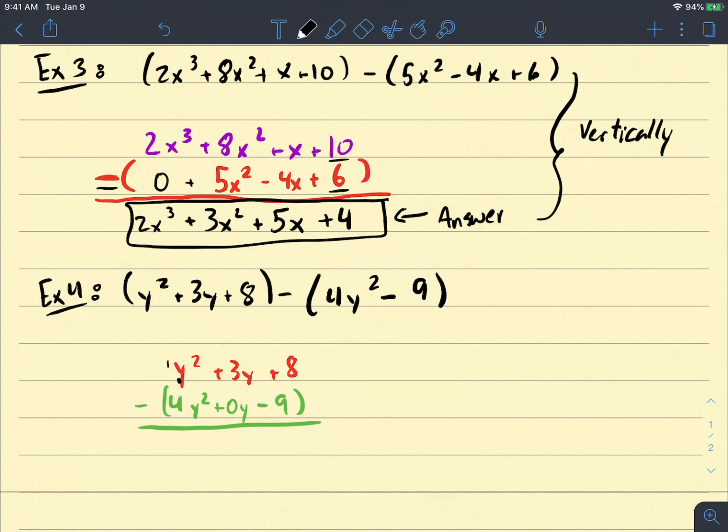Y squared, 1, right? There's an invisible 1 here. 1 minus 4, that's going to be negative 3y squared. 3y minus 0, that's 3y. And then 8 minus a negative, that's going to become plus. So 8 plus 9 is 17. And that's our answer.